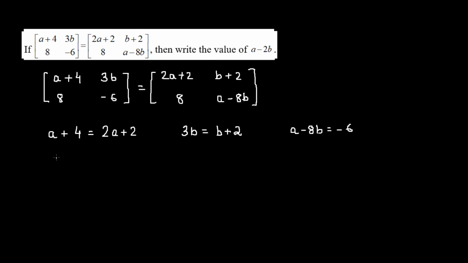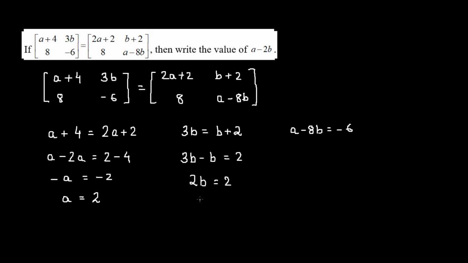So let's solve for A in the first equation. So we have A minus 2A is equal to 2 minus 4, so that should give us negative A equals negative 2. Multiplying both sides by negative 1, that should give us A equals 2. For the second one, we transpose B to the left hand side, so 3B minus B is equal to 2. So 3B minus B would give us twice of B, which is equal to 2. We divide both sides by 2, so that would give us B is equal to 1.